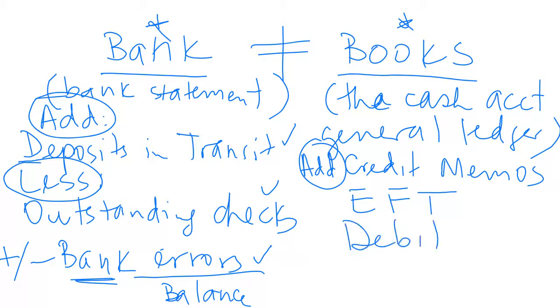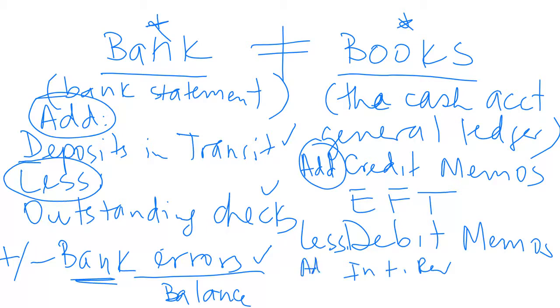Debit memos, those are payments. Service charges will be subtracted. Interest revenue on a checking account will be added. Non-sufficient funds checks will be subtracted. And I'm going to squeeze it down here. Book errors will be either subtracted or added depending on what the type of error is.